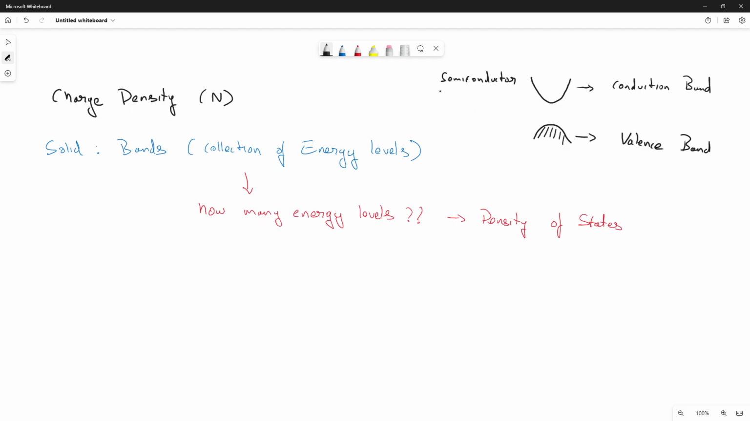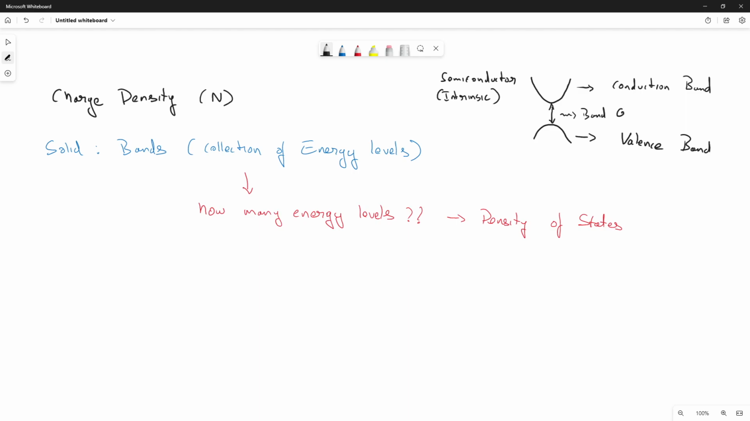So if I'm considering, let me add another word, intrinsic semiconductor. What does intrinsic semiconductor mean? Undoped semiconductor. So it is just pure material. It is just pure silicon or pure germanium or whatever other material one can think of. And this particular thing is the band gap.